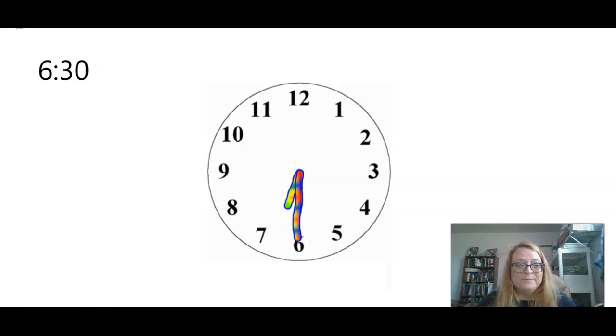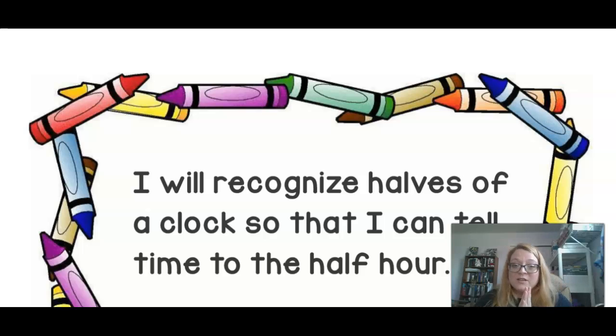So our objective was to recognize halves of a clock so that we can tell time to the half hour.